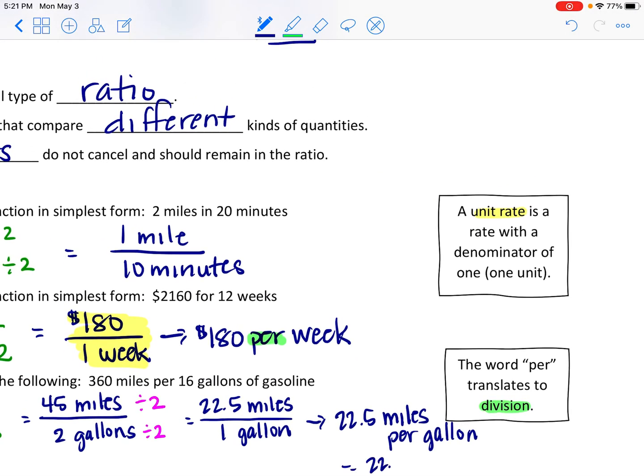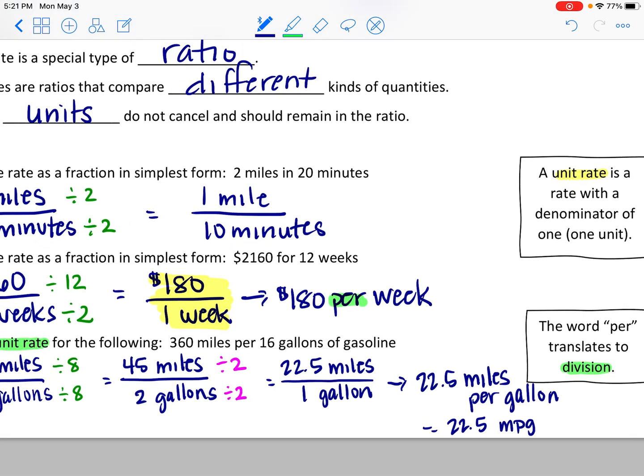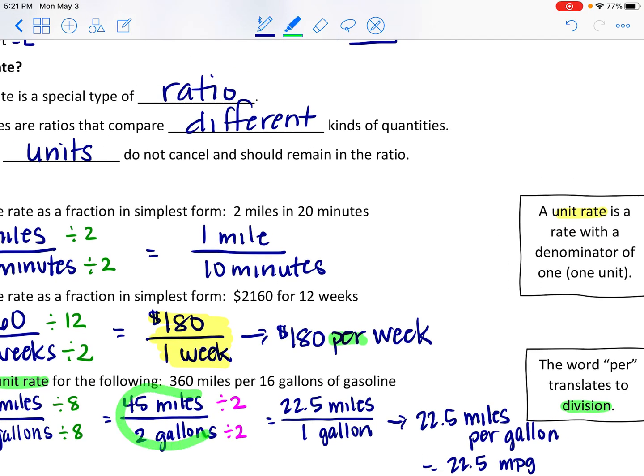So we can say more succinctly 22.5 miles per gallon, MPG. Okay, that's miles per gallon. So that would be the unit rate for that situation. Now, if I just said a fraction in simplest form, then we would have stopped right here. That's as far down as that technically reduces. But to make it a unit rate, we need the bottom of the fraction to be 1. So we actually would divide that out completely and say it's 22.5 miles per gallon.